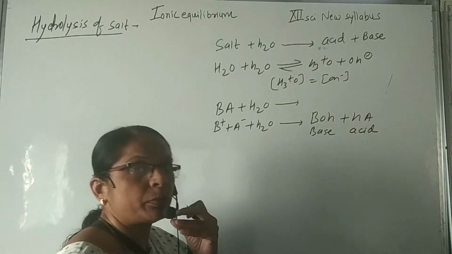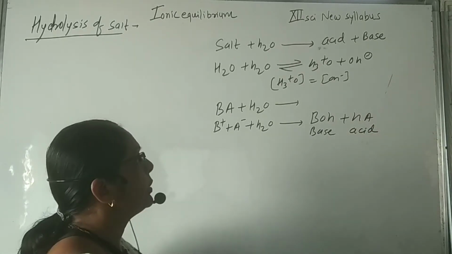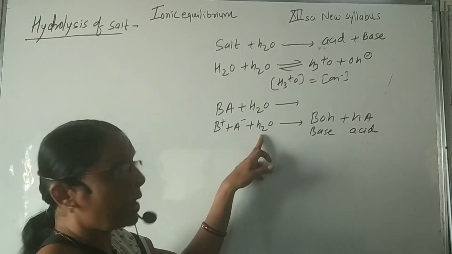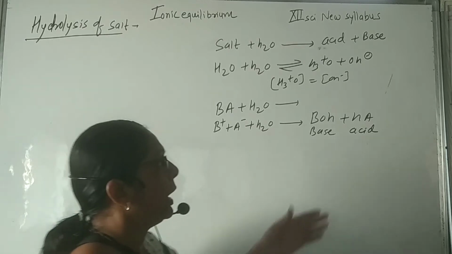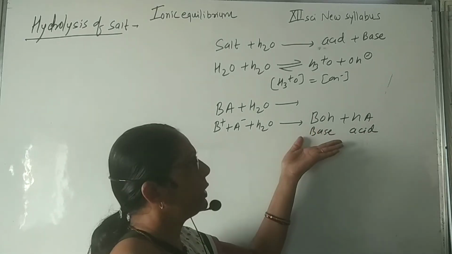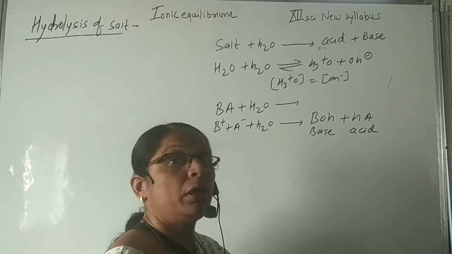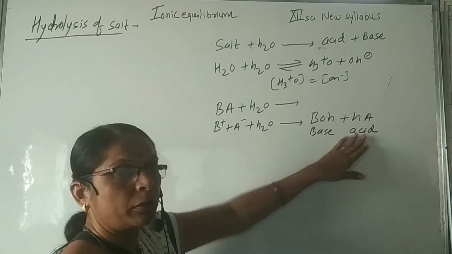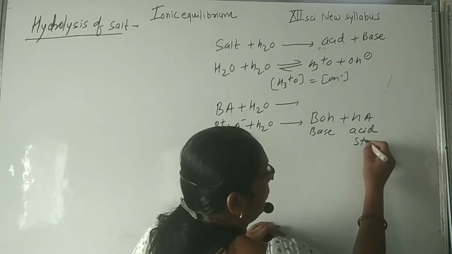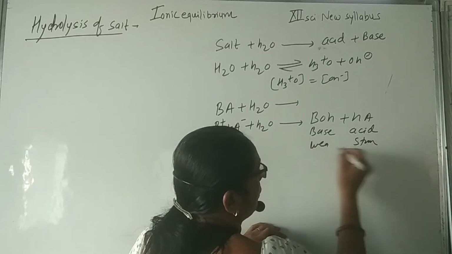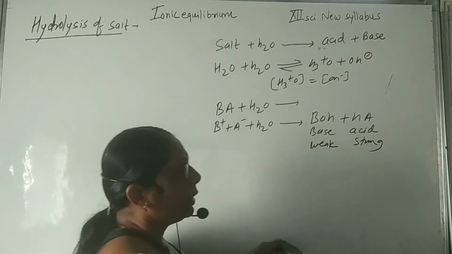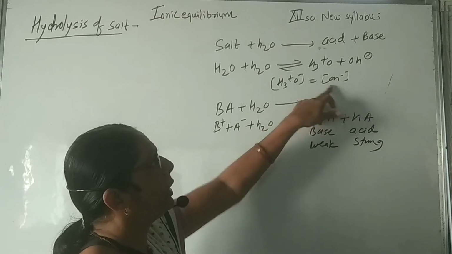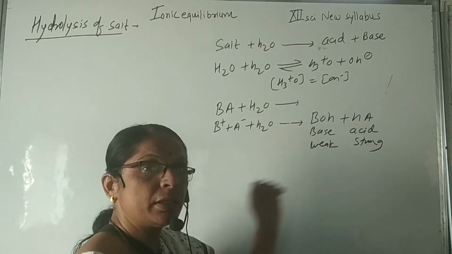So what happens in the process of hydrolysis? In hydrolysis, the cations or anions of the salt react with the water to produce acidity, basicity, or neutrality of the solution, depending upon the nature of the acid and base. Suppose your acid is strong and base is weak. As the acid is strong, its hydronium ion concentration is higher than the hydroxyl ion concentration. At that time, the solution is acidic in nature.